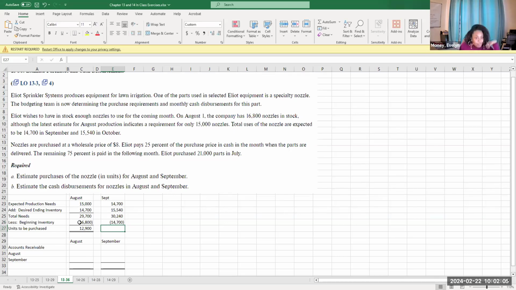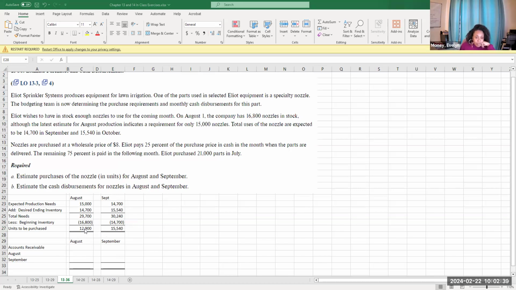Now, we didn't have to do that for August. It was given to us. For September, it was not. Let me add in my line here. And then we add these two together. All right, so now I know how many units I actually need to purchase. Now that I know how many units I actually need to purchase, we can take a look at finding our cash disbursements.